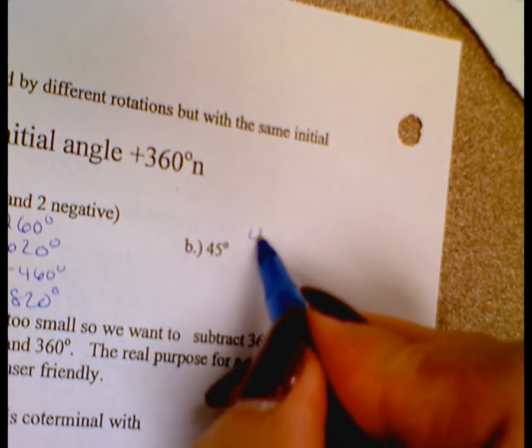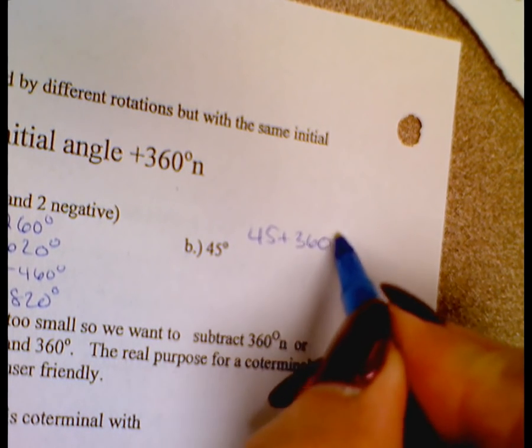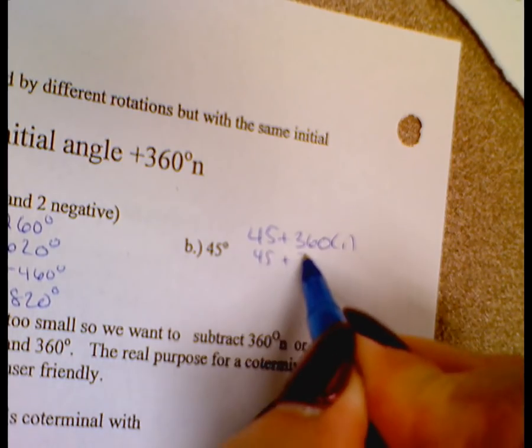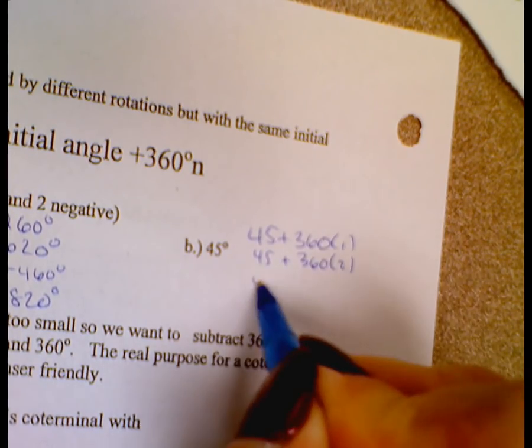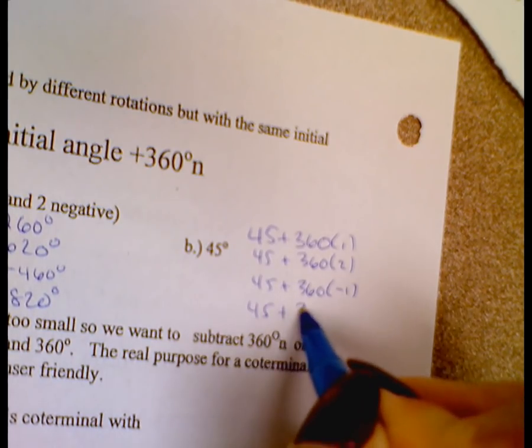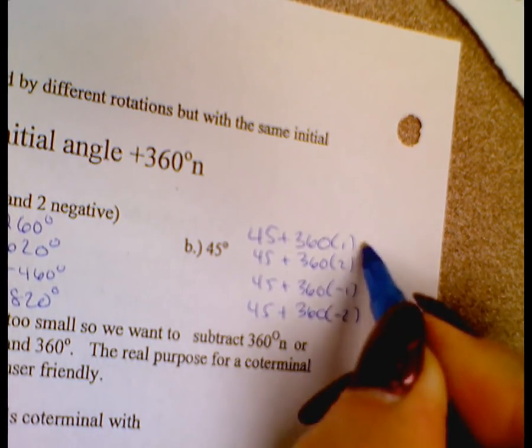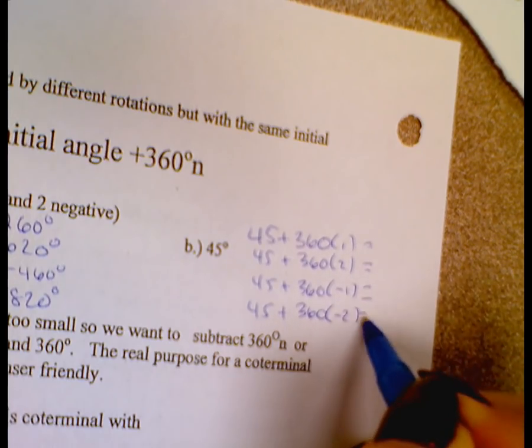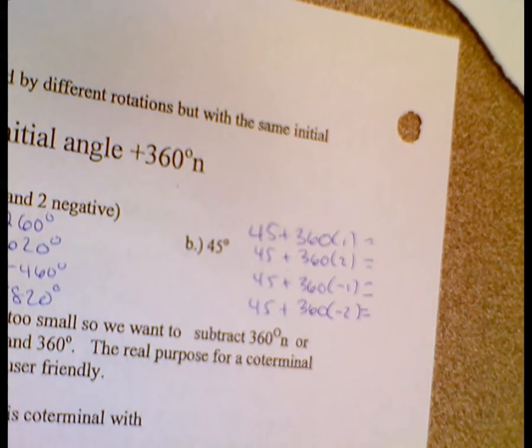45 plus 360 times 1, 45 plus 360 times 2, 45 plus 360 times -1, 45 plus 360 times -2. Why don't you guys go ahead and figure all those out? You do it, and then I'll start doing it myself on my calculator.